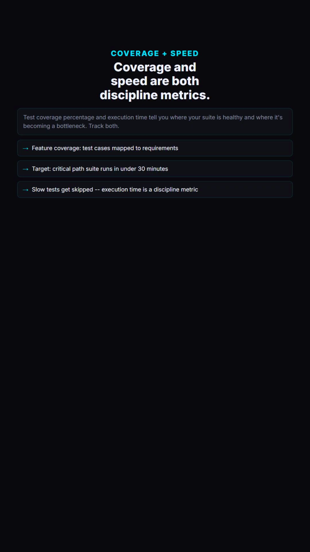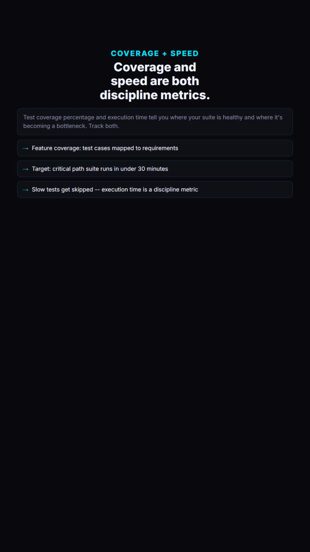Test execution time matters because slow tests get skipped. This is one of the most consistent patterns in QA across organizations of all sizes. If your regression test suite takes 4 hours to run, it will not be run on every pull request. It will not be run on every build. It will become something the team runs only before major releases, which means it stops providing the continuous quality signal it was designed to provide.